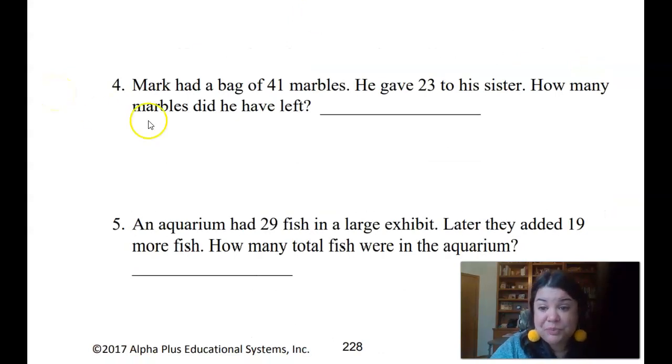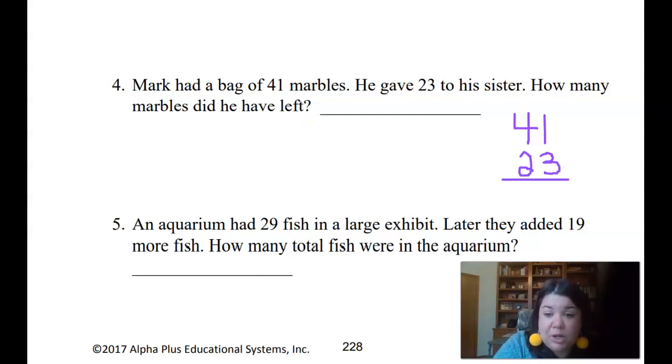Okay, try this one. Mark had a bag of 41 marbles. He gave 23 to his sister. How many marbles did he have left? Our keyword is here. Have left. Okay, so pause the video and figure this one out on your own. Pause it now.